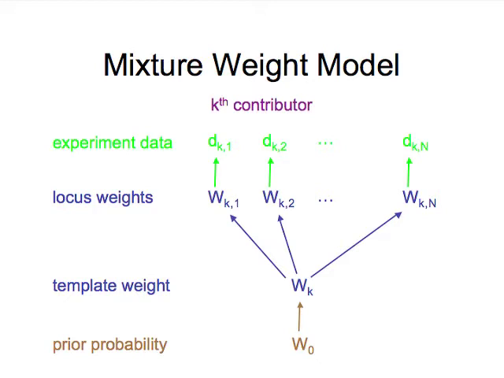By iterating back and forth between the template and the N loci, back to the one template, up to the N loci, doing this over and over again hundreds of thousands of times, you can arrive at the probability distribution for the template mixture weight as well as the locus mixture weight for each experiment.